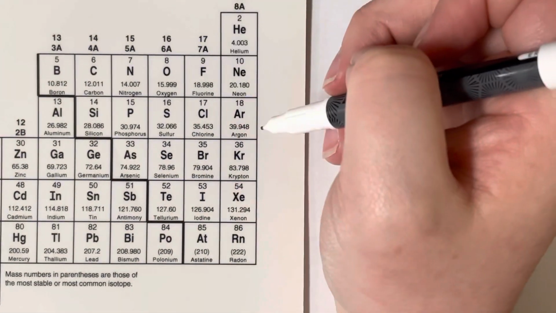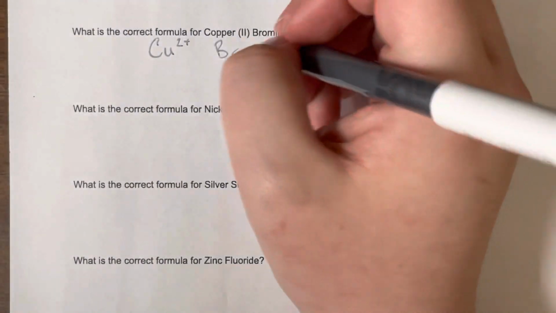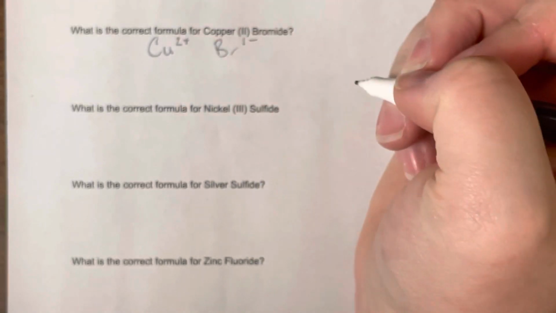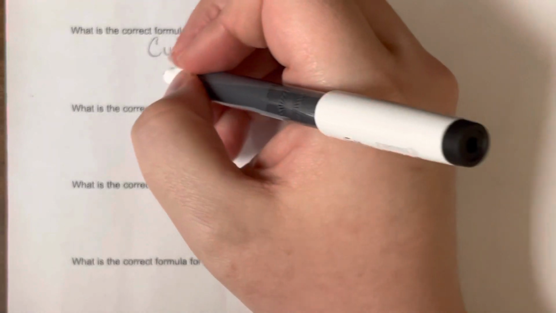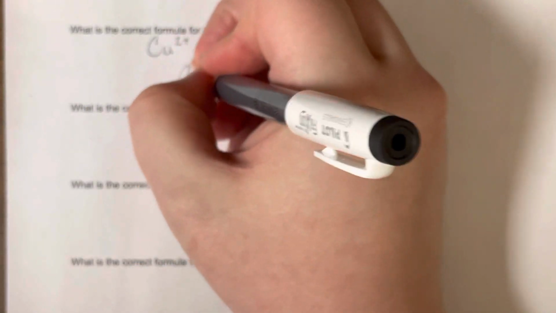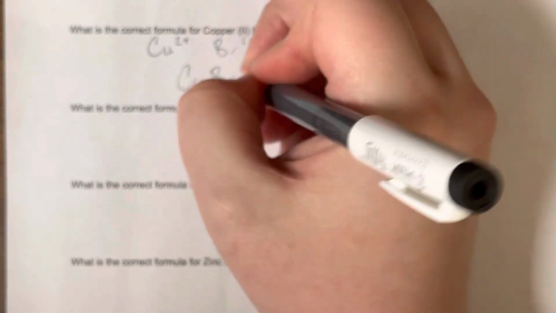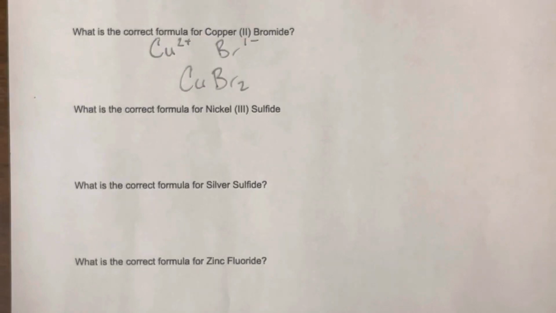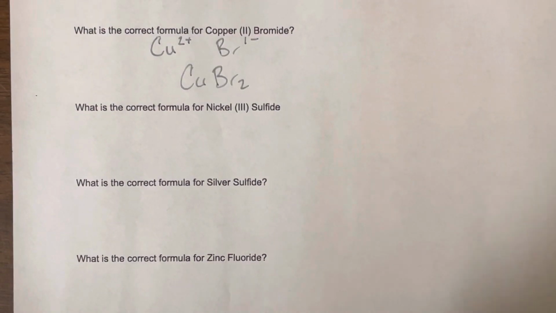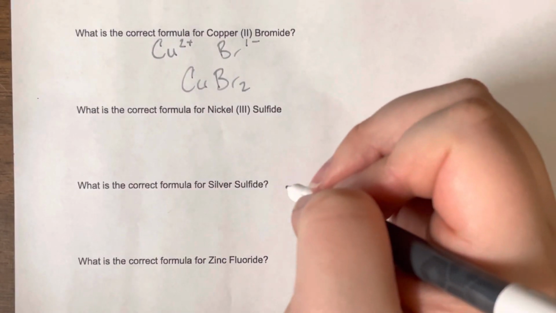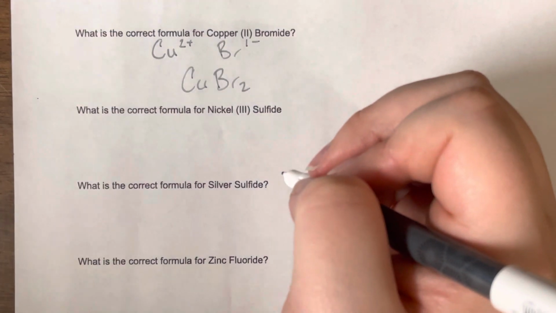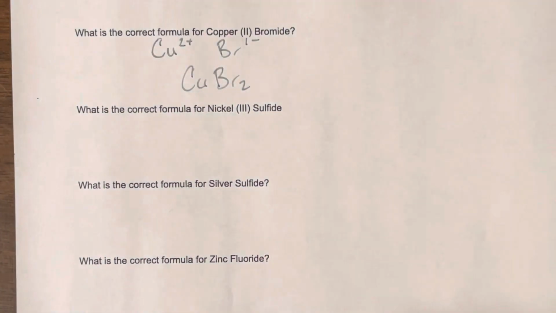Bromine is in column 7, which means it has 7 valence electrons. It has 7 and wants 8, so it would steal 1, so it would have a charge of negative 1. Then I can go ahead and crisscross charges for subscripts and check to see if that is my lowest possible ratio. The ratio 1 to 2 is the lowest possible ratio, so that means that I am done. My formula would be CuBr2.